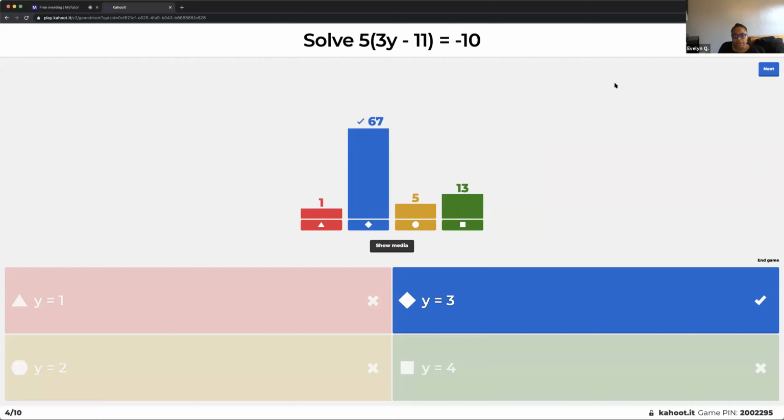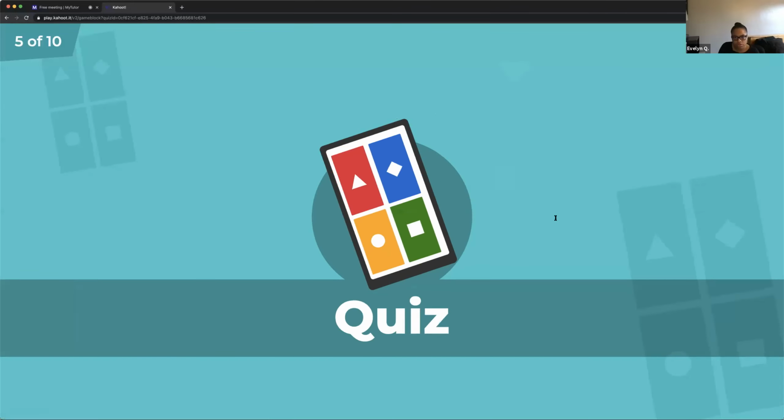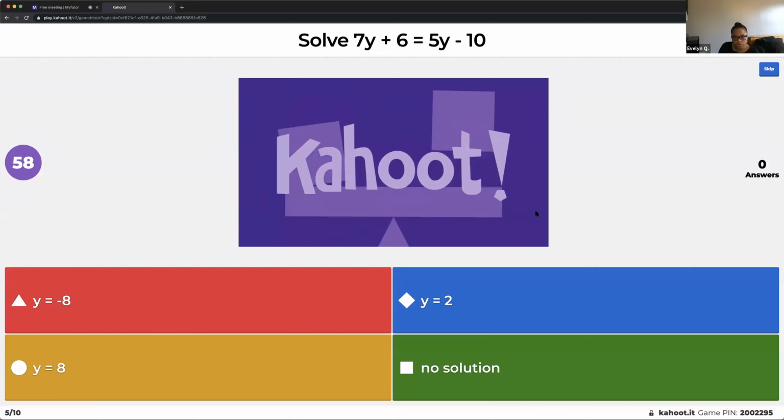Brilliant, y equals 3. Now, if you expand the brackets, you get 15y minus 55. Then you add 55 onto both sides and you divide by 15. So you should get y equals 3. Brilliant. So well done for the top 5. Right, have a go at solving this one for me.